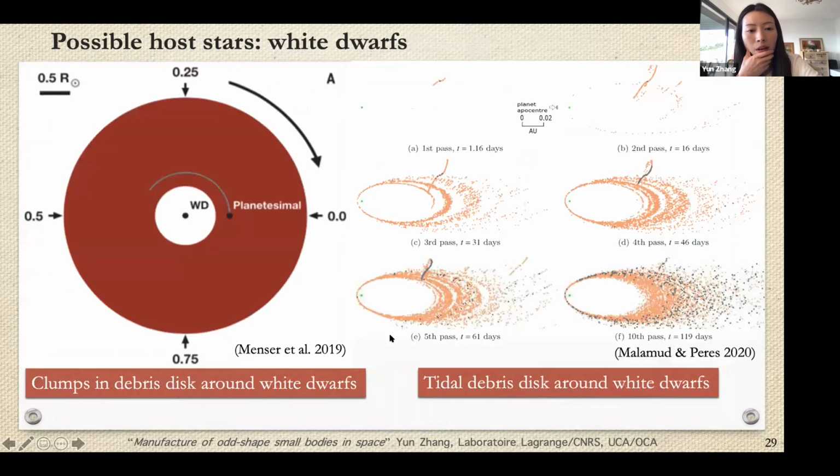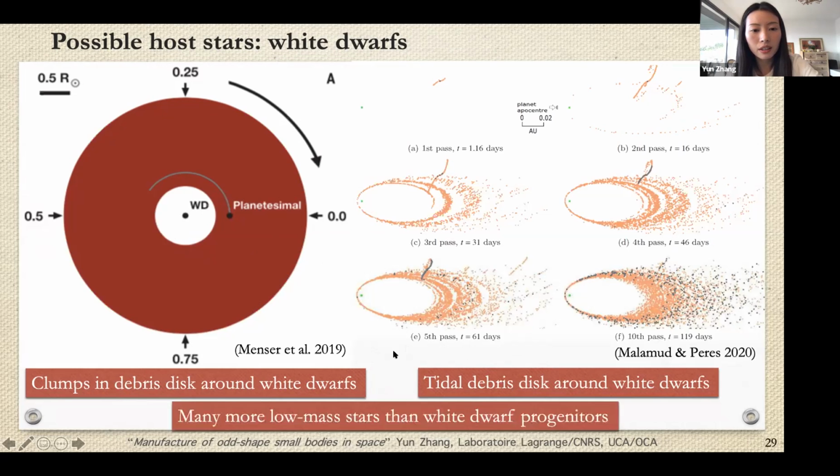Also, as the post-main sequence byproduct of stars, white dwarfs may retain some residual icy planetesimals and planets. And since they have very high density, the tidal disruption process is very active and efficient around the white dwarf. However, the population of their progenitor is not as large as the low mass main sequence star. So white dwarfs may contribute a small fraction to the original hosts of the Oumuamua-like object.